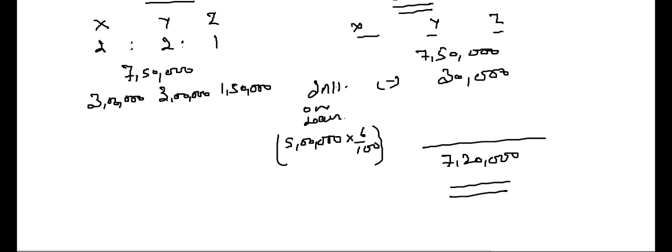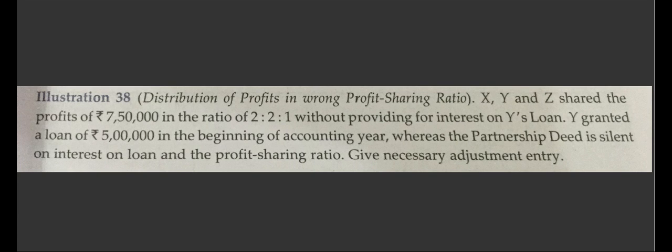Clear? Now, what is the second mistake that has been committed? The question clearly says that the partnership deed is silent on interest on loan and the profit sharing ratio. Now, if the partnership deed is silent regarding the profit sharing ratio, then profits are to be distributed in which ratio? Profits are to be distributed equally among partners. Have they distributed the profits equally here? No. They have distributed profits in the ratio of 2:2:1. That is very unfair on the part of Z because X and Y are getting a bigger share.